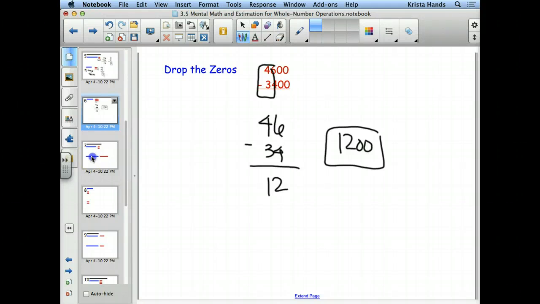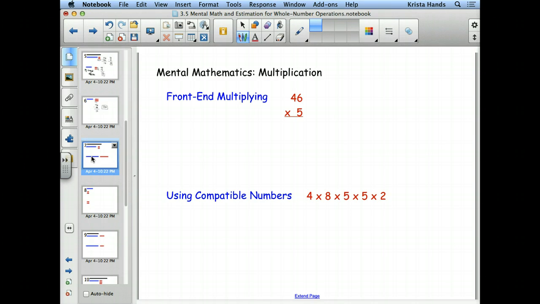All right, let's do some multiplication and division. Multiplication. We're still working on mental math where it's exact. We're not estimating yet. Promise we're getting there. We're not estimating just yet. All right, so mental math with multiplication.